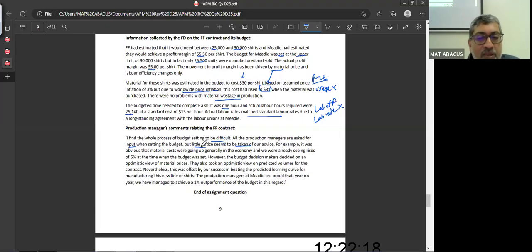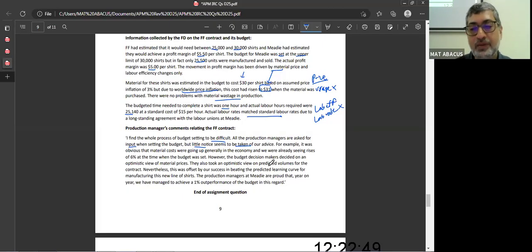For example, it was obvious that material costs were going up, as we have read. Generally in the economy, we're already seeing rises of 6% at the time when the budget was set. So when the budget was set, the material had already increased by 6%. But then they still did not seem to adjust. However, the budget decision makers decided on an optimistic view of material prices. You cannot do that. The market is going up. How can you still feel that the market will give you a better price?